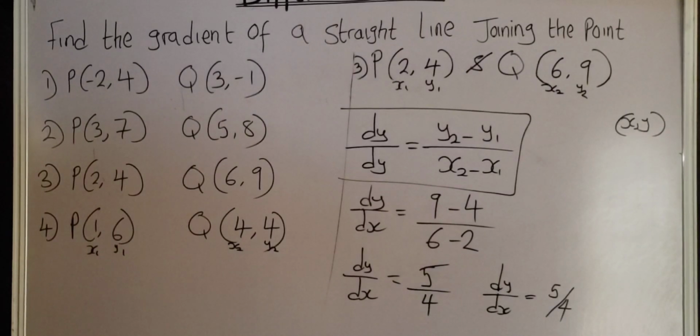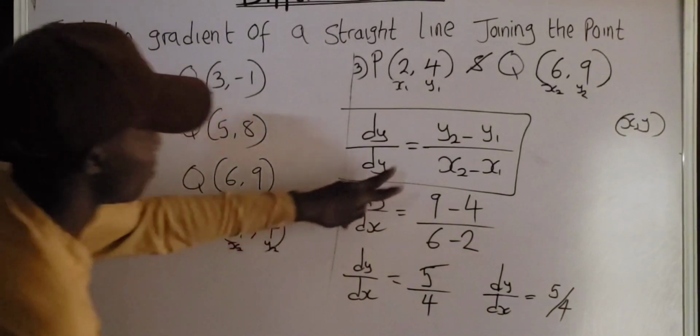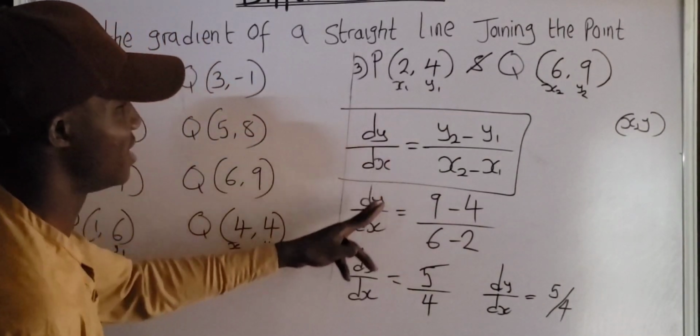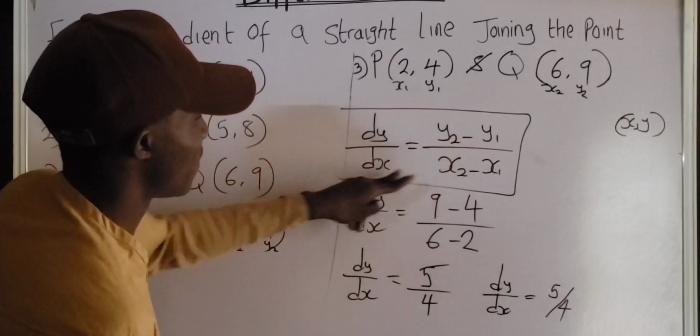Gradient tells us increase in y all over increase in x. That is rise all over run. When we want to measure increase in the vertical axis, we make use of the change. That is why we come about dy. You understand? Change, the difference between 2 points, all over the change in x. Oh, sorry, this should be dx. Dy over dx. That is change in y all over change in x.